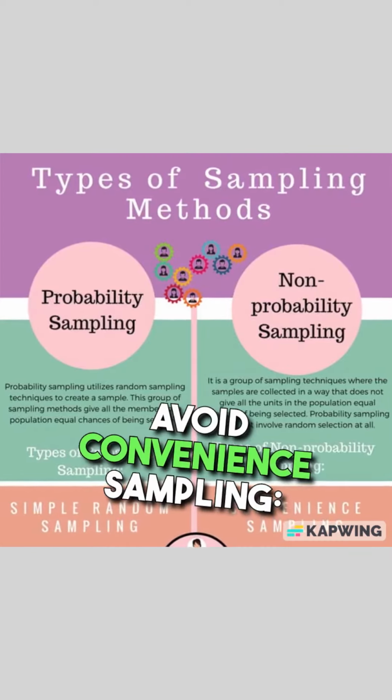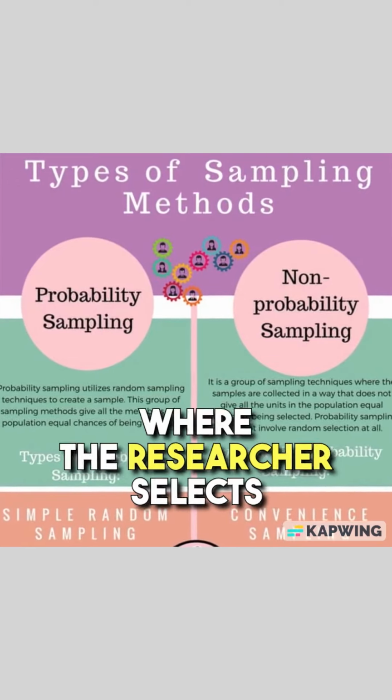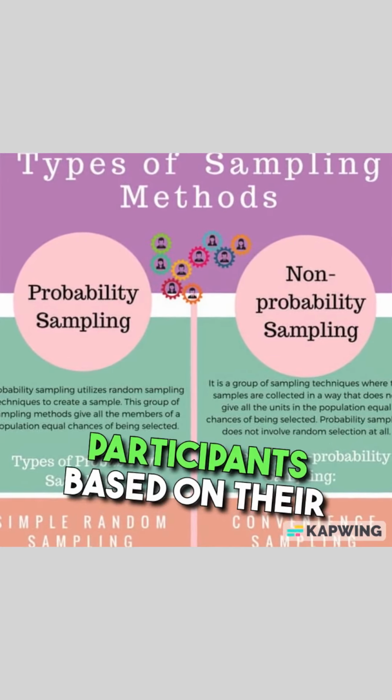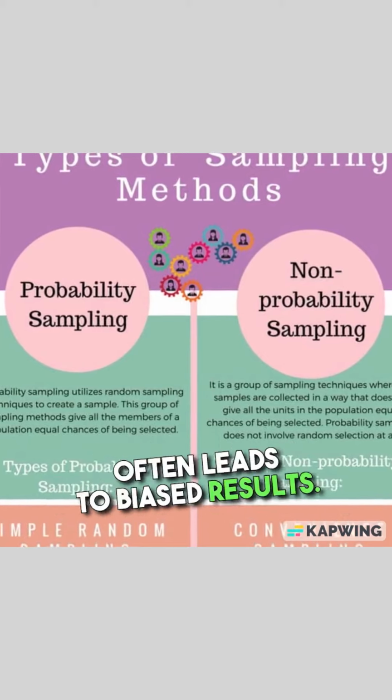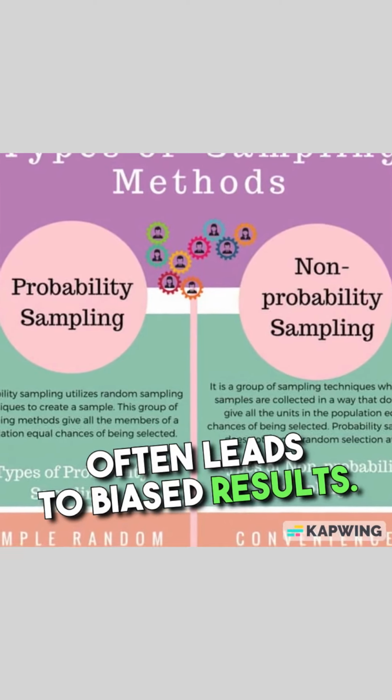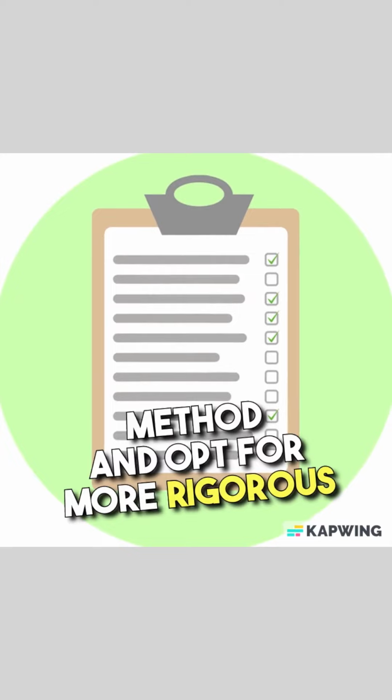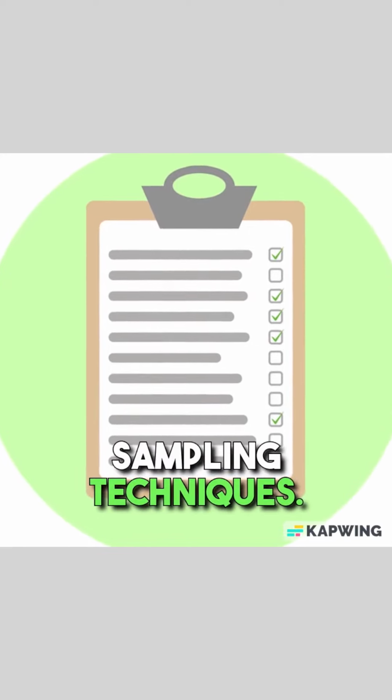Avoid convenience sampling. Convenience sampling, where the researcher selects participants based on their availability or accessibility, often leads to biased results. It's crucial to avoid this method and opt for more rigorous sampling techniques.